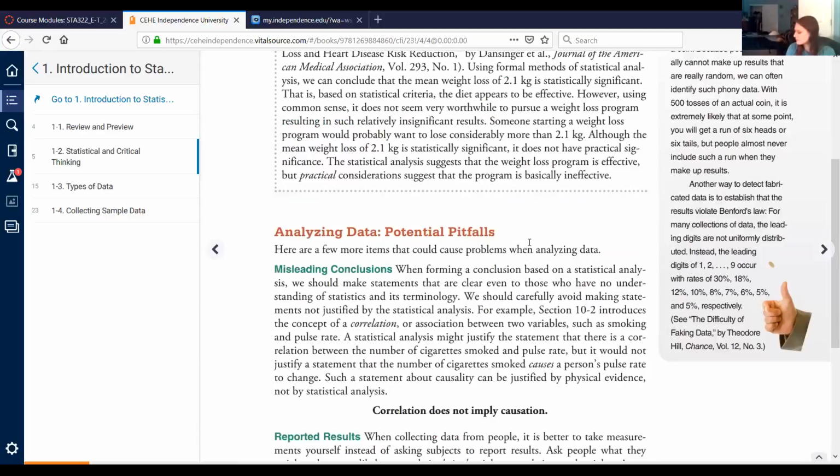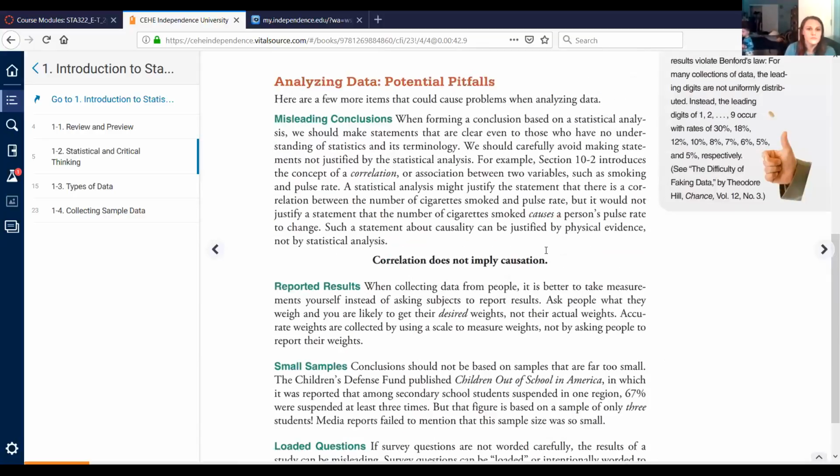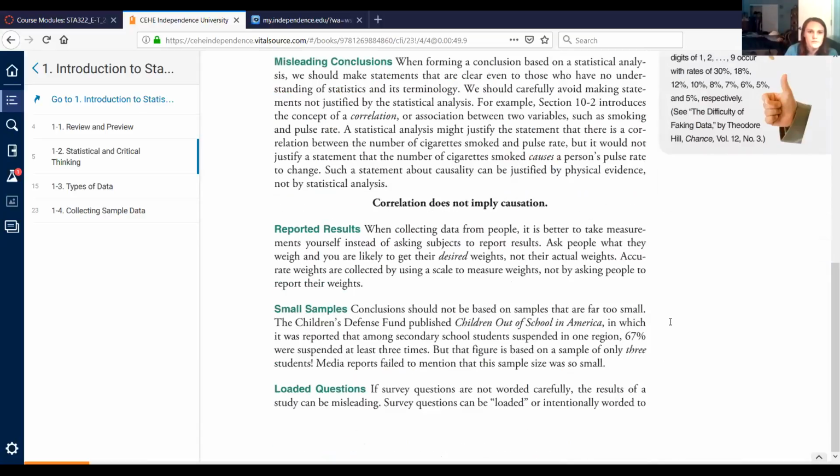We talked about practical significance. When we're analyzing the data, we're going to talk about a number of different things. We'll get into correlation later, but just because two things happen at the same time doesn't mean that one caused the other.